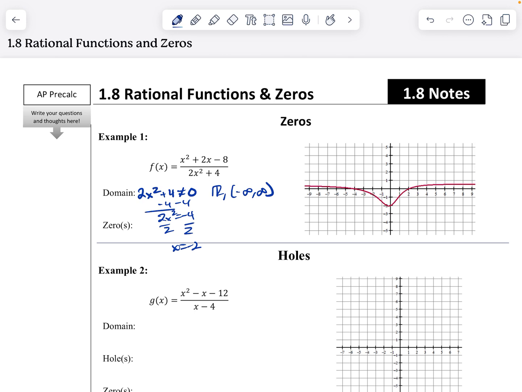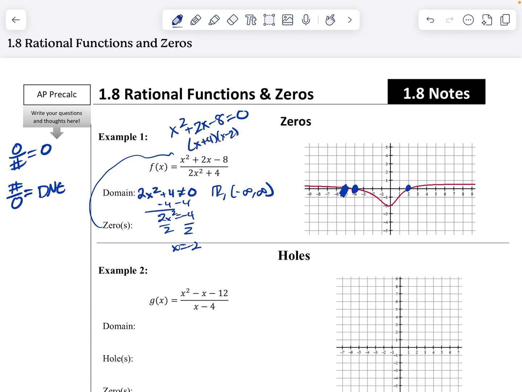Now a 0. So let's think about something for a minute. 0 divided by any number is 0, but you can't take a number and divide it by 0. That does not exist. So for this to equal 0, it's when x squared plus 2x minus 8 equals 0. And you guys can see from here, right? We can probably factor this. So this factors into x plus 4, x minus 2 equals 0. So our zeros are at x equals 2 and x equals -4.